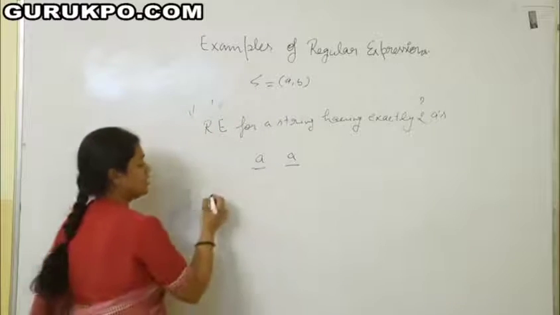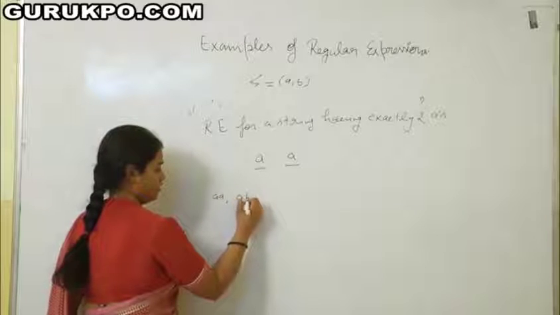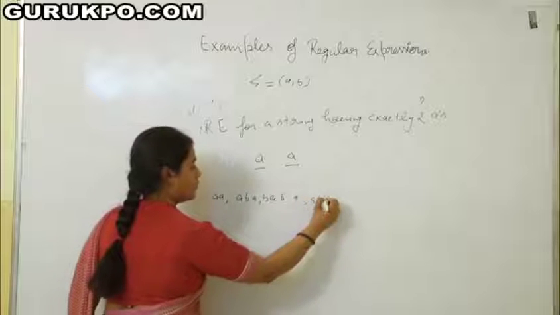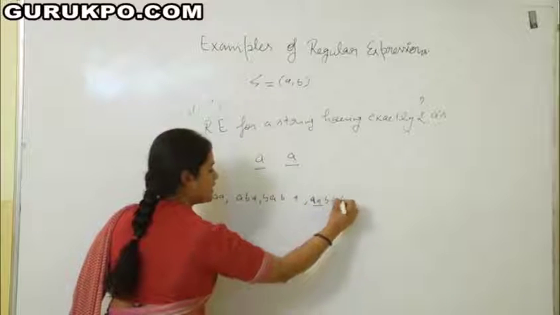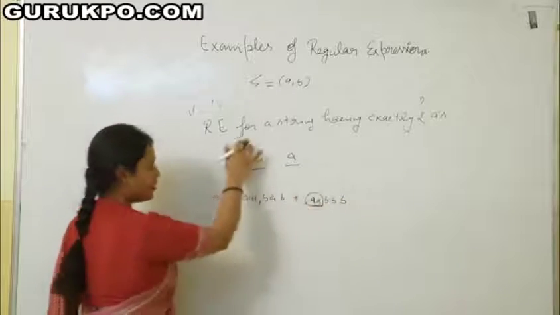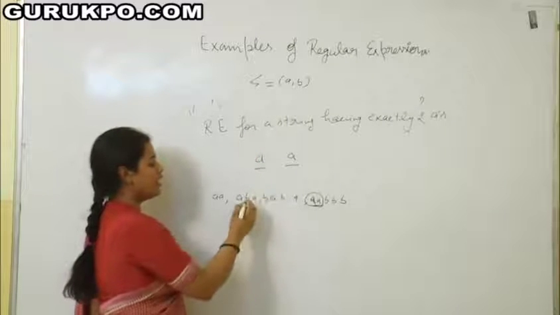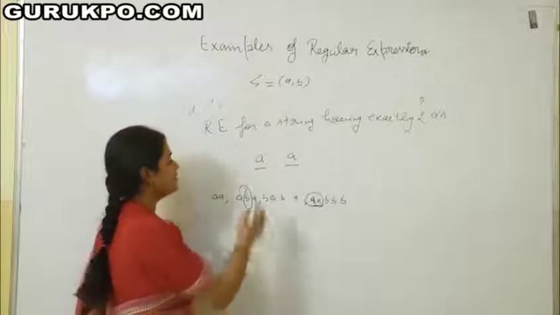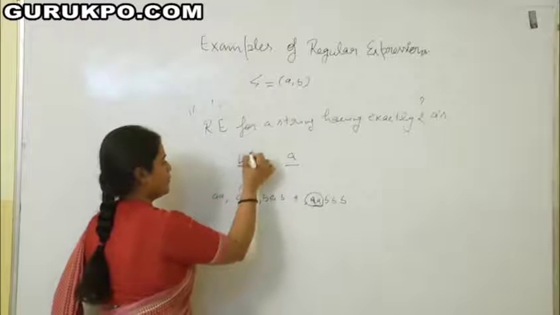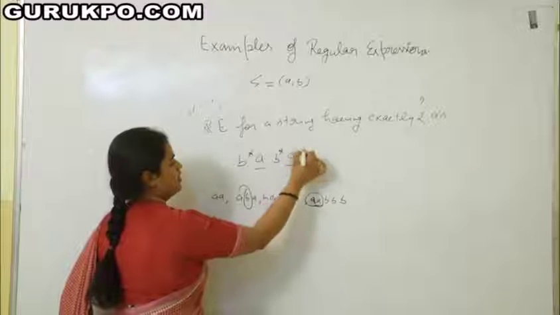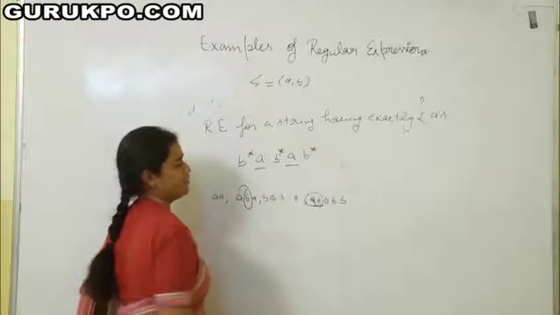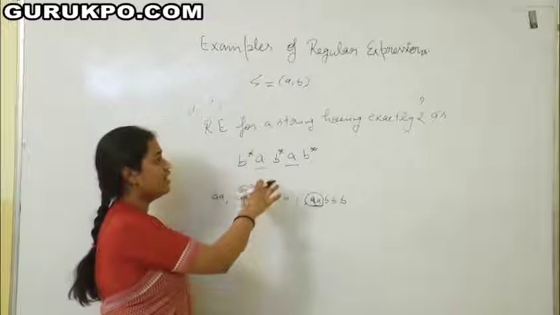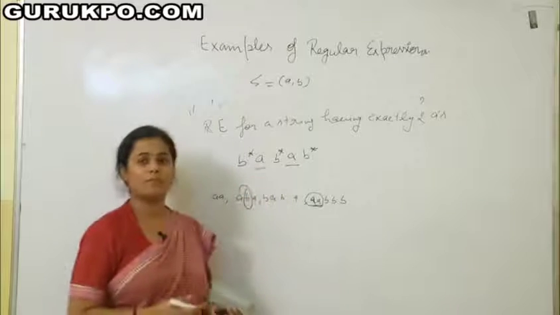Suppose I can write the values like this: A, B, A, B, B. All the strings which are having 2 A's will come under this condition, and we have no restriction over B. For this, what we need to do is B star A B star A B star. This is how we can make a constraint over the number of A's or number of B's.